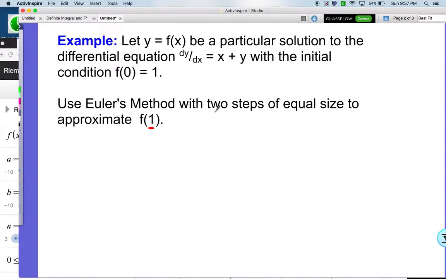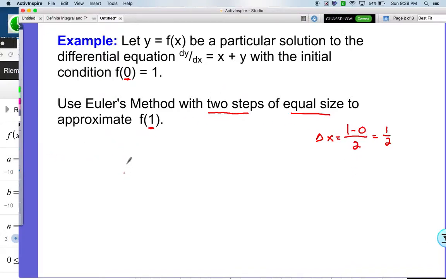And we want to use 2 steps of equal size. So look at where you started. I'm starting at 0, and I'm going to 1. So my delta x would be 1 minus 0 over the number of steps, which is 2. So my step size, my delta x, is equal to 1/2.